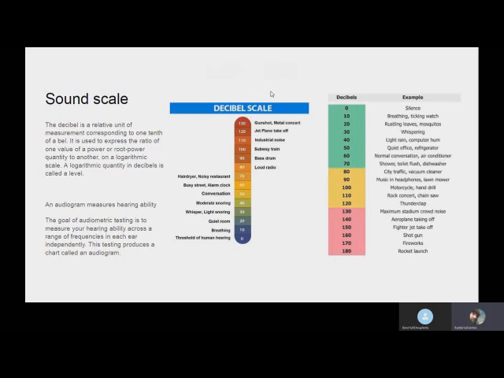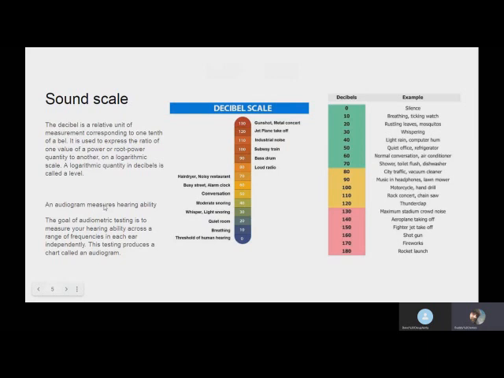So the decibel is a relative unit of measurement corresponding to 1/10 of a bel. It is used to express the ratio of one value of a power or root power quantity to another on a logarithmic scale. A logarithmic quantity in decibels is called a level, and it goes up by 10. Decibel, decagon, dec.